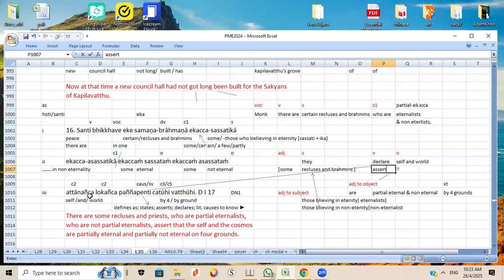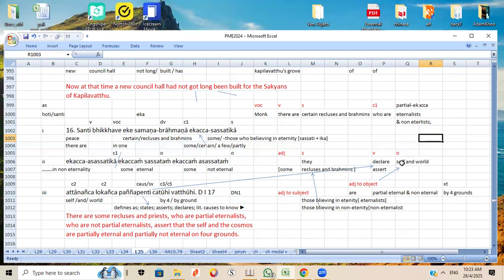Atta itself and the world. So they declare self and the world. Okay, self and the world. After the verb declare, you see that there are two objects, and that means these two are adjectives to this. Ekachang satang and ekachang asasatang, and this is adjective. Can you see here, at the bottom, adjective to this, adjective to this? So in adjective to this, we say declare.